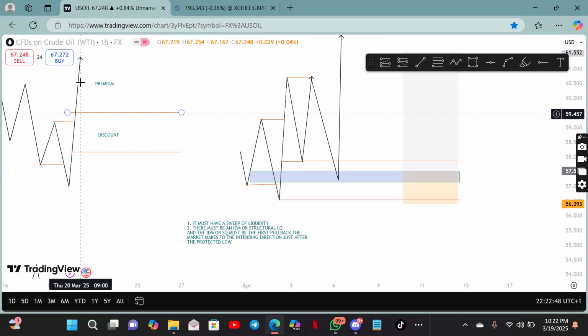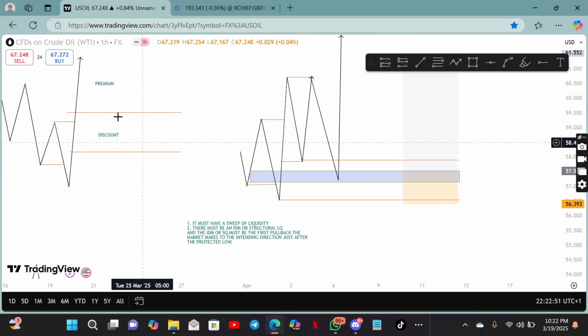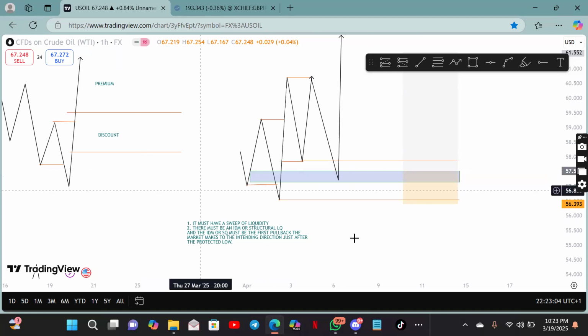The trade must be divided into two, 50% premium, 50% discount. Inside the 50% discount, the 50% discount should be divided by two. In the 50% of the 50% is when you look for your trade. That's where you look for your trade. So these are just the minor things about this strategy.